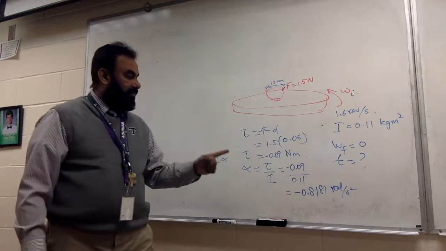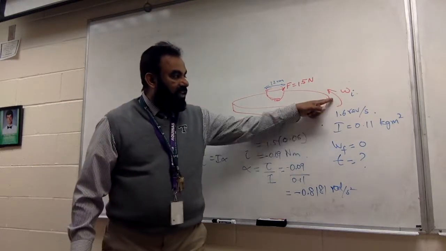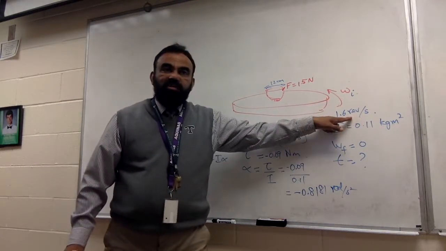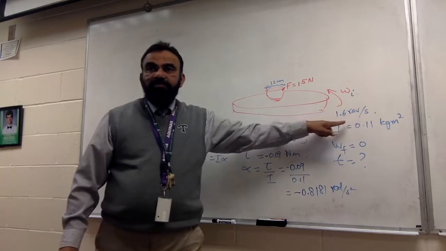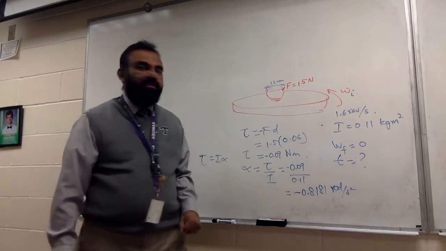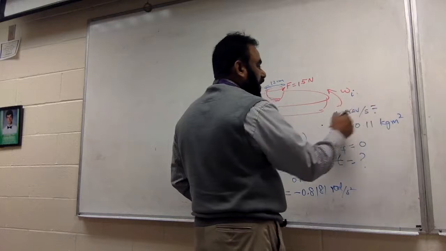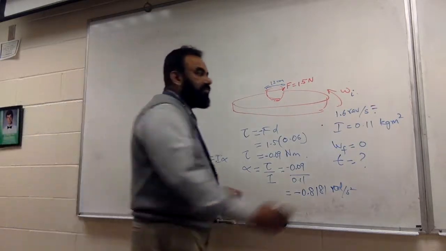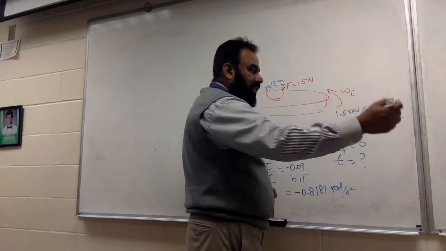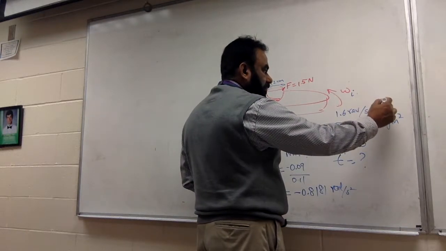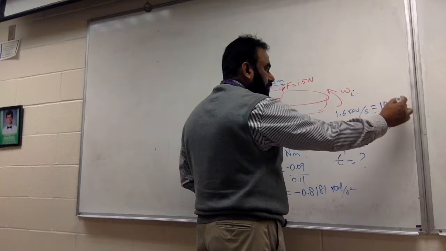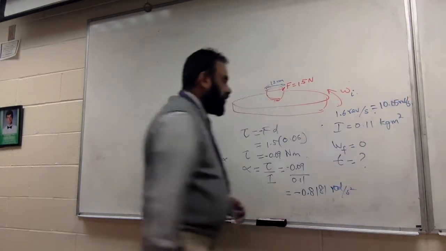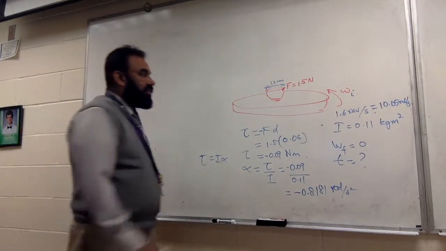So you got alpha. Once you have alpha, you have omega initial. Again, omega initial is not in the right units. Change it to radians per second. Each revolution is 2 pi, so multiply 1.6 with 2 pi. Now you're all set. Just apply the equation.